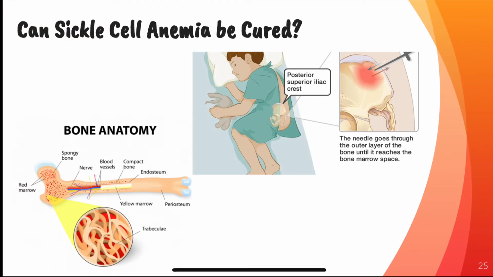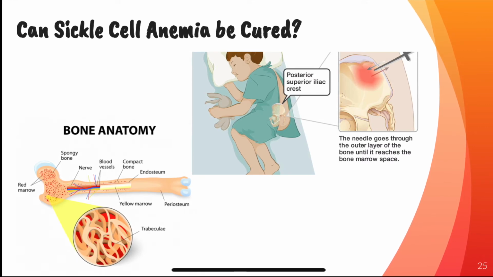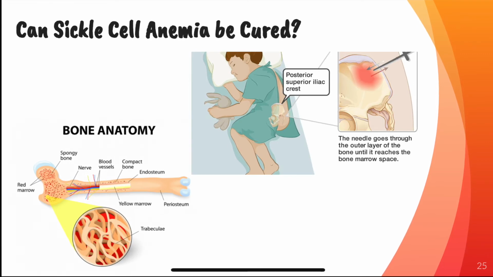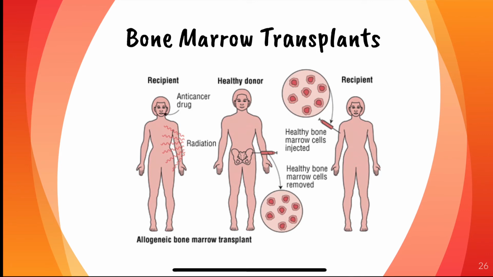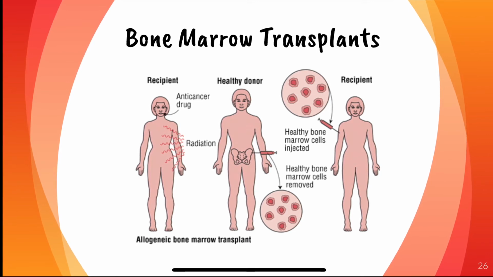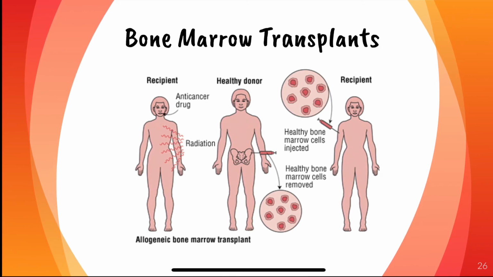The only cure for sickle cell anemia is stem cell transplants, also known as bone marrow transplants. Bone marrow is the spongy interior of long bones that creates blood cells. Bone marrow transplants work by taking a donor's healthy bone marrow and transplanting it into the patient so they can grow and make their own healthy red blood cells. However, because of the high risk of the procedure, they are not done very often.